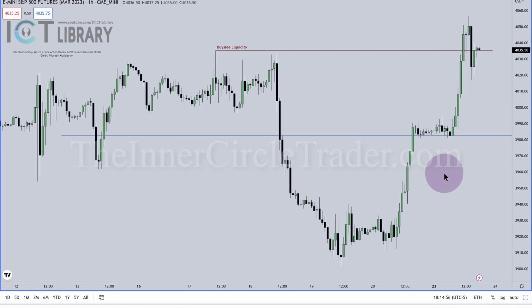All right, the hourly chart. You can see the buy side liquidity, relative equal highs here. We have consolidation. Market leaves consolidation, trades down to smart money reversal, low risk buy, accumulation, reaccumulation.